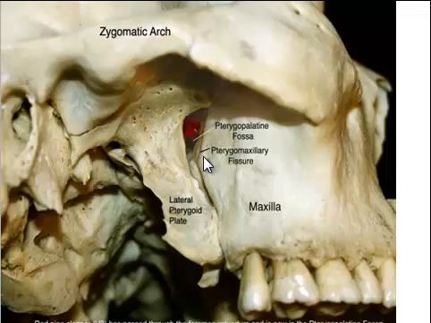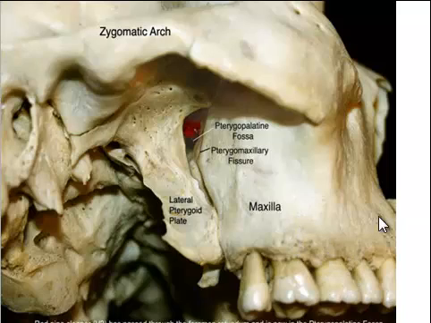So here's the fossa. It's kind of hidden deep. So let's orient ourselves. So this is the right side of the skull. This is the first molar, second molar, third molar or wisdom tooth. This is the maxillary bone here. Our lateral pterygoid plate right here, which is a part of our sphenoid bone. It's where our lateral pterygoid muscle originates.